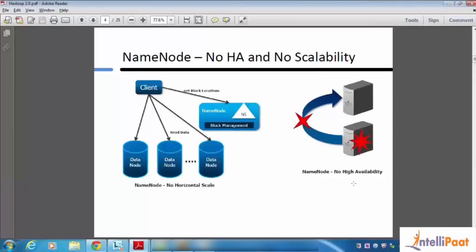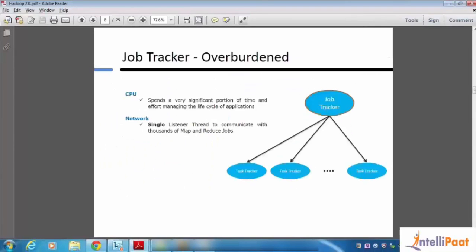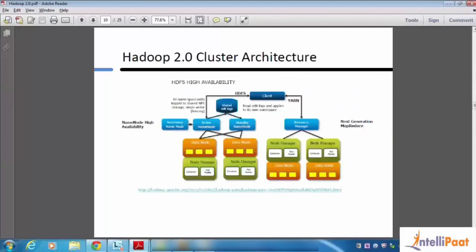So if one NameNode goes down, you don't have any backup NameNode, and hence the entire cluster goes down, right? And then you have JobTracker overburden, then you have unutilized data in HDFS because you are allowed to execute only using MapReduce programs. So before we get into the solution piece and understand YARN, we will also cover the cluster architecture.